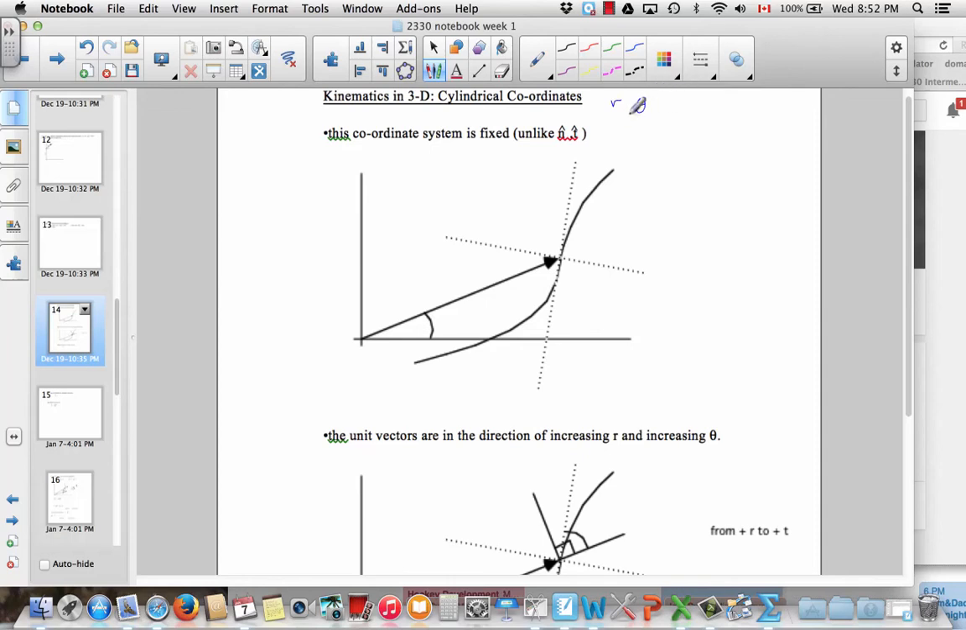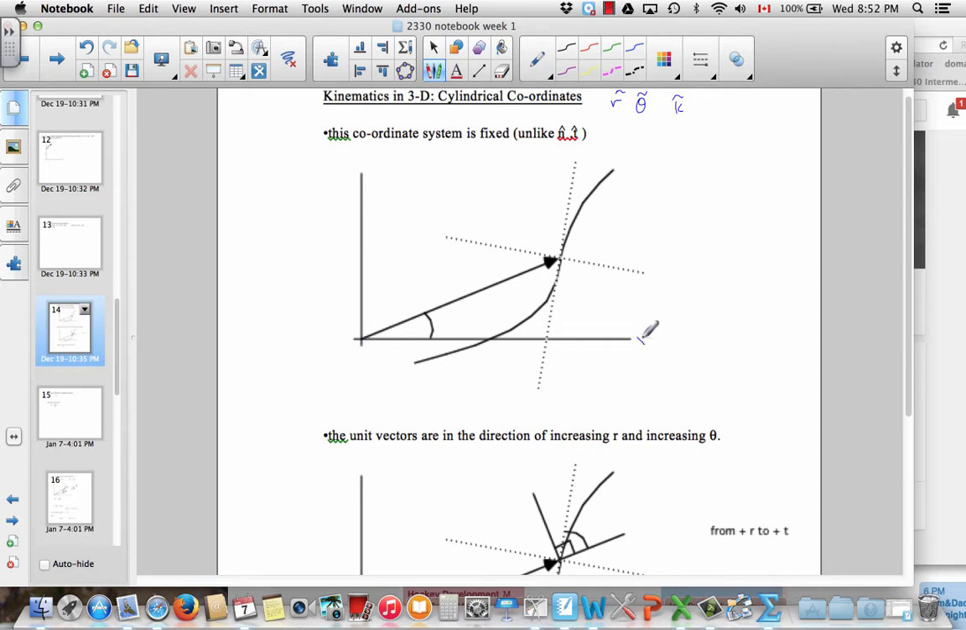Okay, so we've looked at kinematics in Cartesian coordinates and NTB coordinates. Here's another coordinate system. It is the r hat, theta hat, k hat coordinate system. So this is the same k of Cartesian coordinates. It's the z-axis, and it's pointing outwards up towards us.